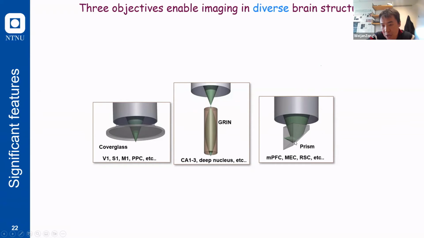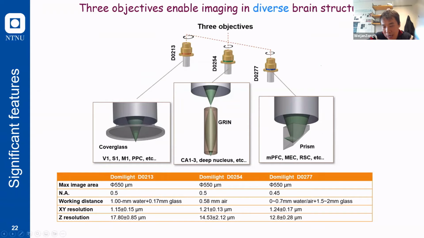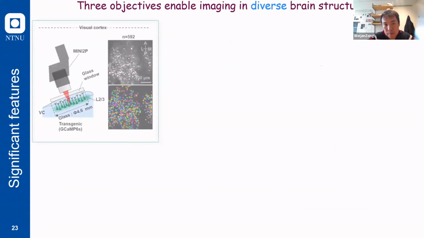Then the Miniscope can be used in the cortex that is located on the side of the brain, such as the PFC or medial entorhinal cortex. And these 3 objectives are interchangeable, which means that we can use the same Miniscope to image different brain cortices and brain regions by just plugging in and plugging out different objectives.